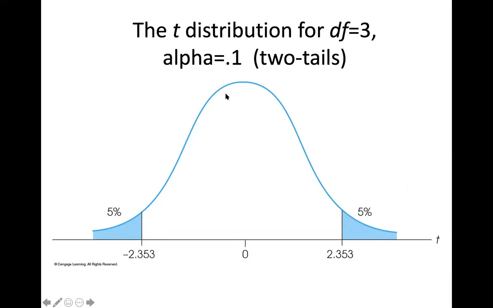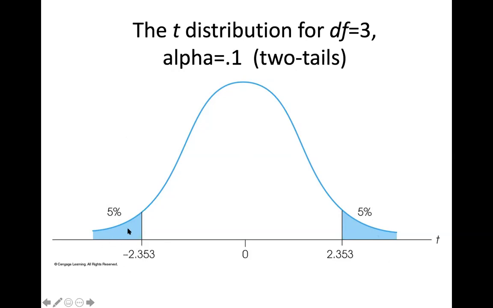This, by the way, is an alpha level which is very rare to find in any scientific field. Usually it's lower than this, usually 0.05 or 5%. But it's a two-tailed test, and we can see that if we add up, there's 5% in this tail and 5% in this tail. We add those two tails together, we get 10%. These numbers right here, negative 2.353 and positive 2.353, mark the critical t boundary.